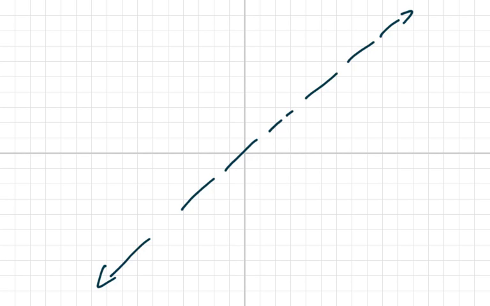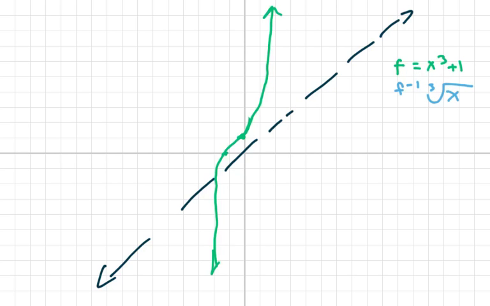Now the first one was f, and f equals x cubed plus 1. So we're just going up 1 here. It means it's going to go through here. And so it's kind of like this. Whoa. Okay. Let's go back. There, something like that.